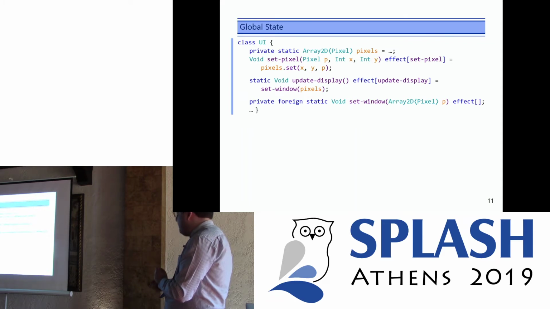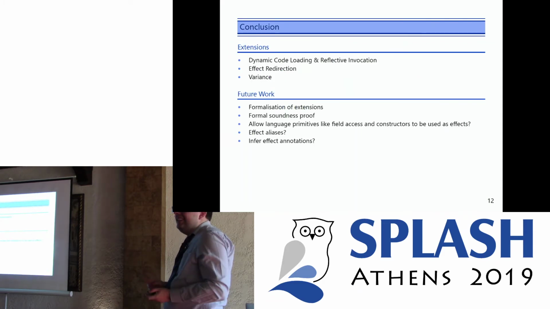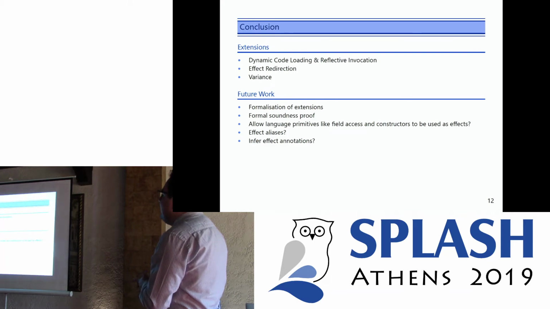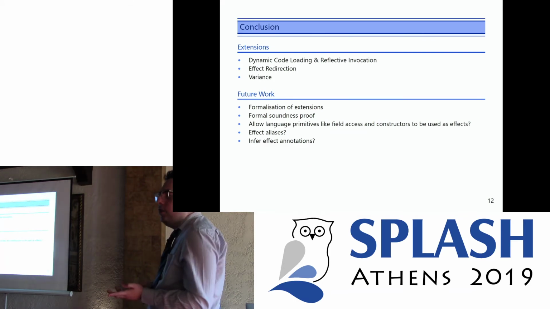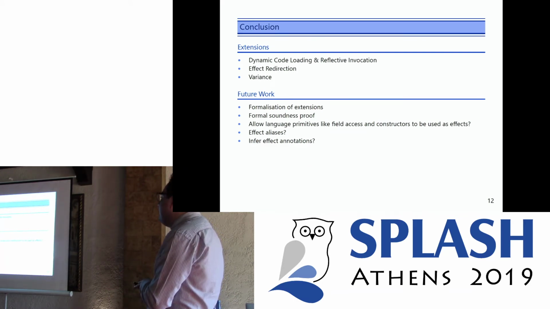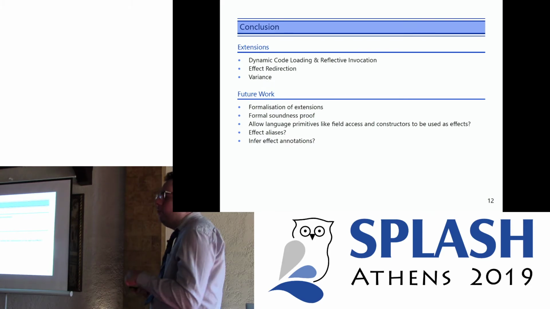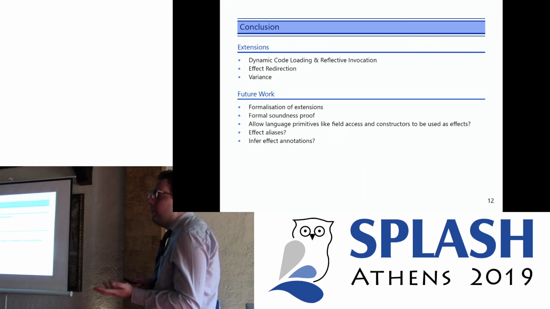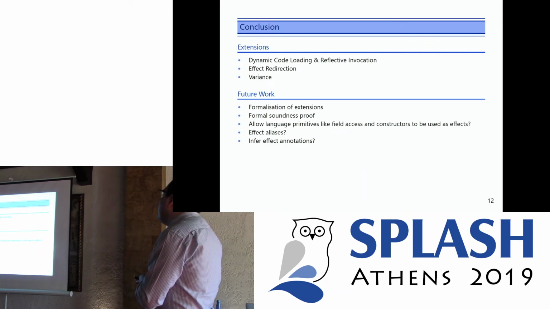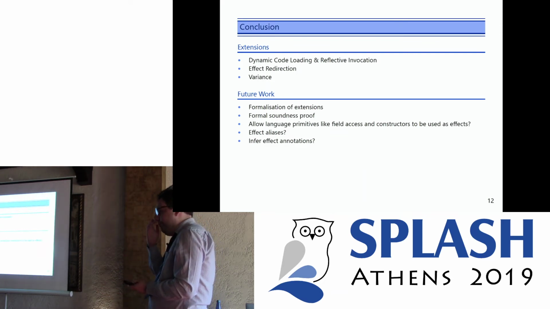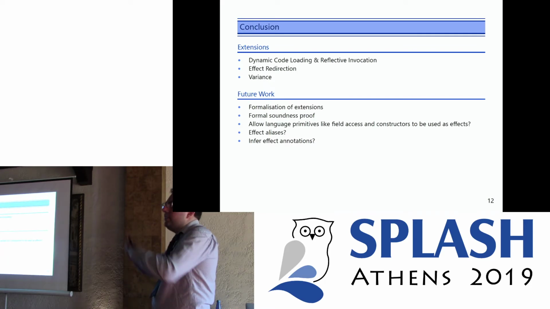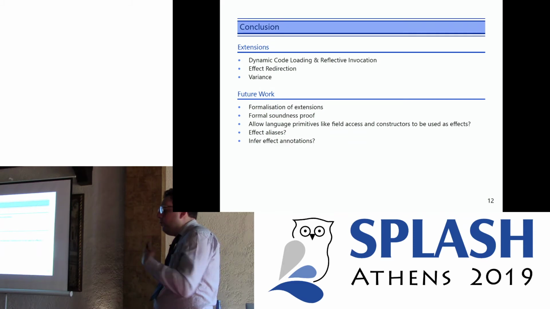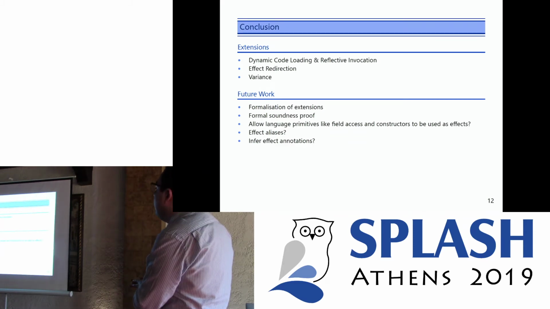There's another example, but I don't have time. So basically, in the paper, I have shown various extensions to what I've just presented. In particular, I show how you can support dynamic code loading and reflective invocation of methods, so dynamic invoke in Java, in a sound way. So you don't even need the entire program. You don't need to know what the entire program is in order to reason about what side effects can happen.